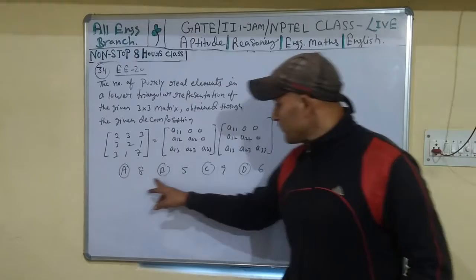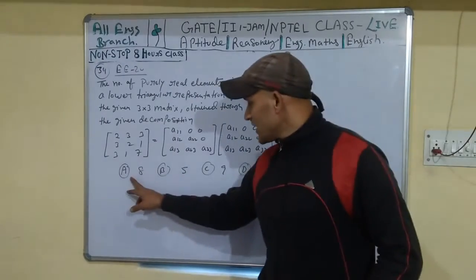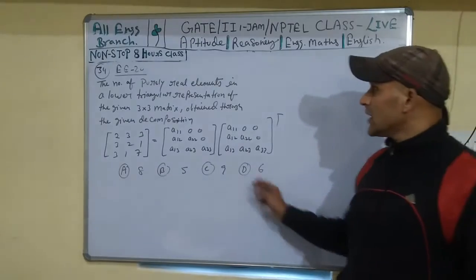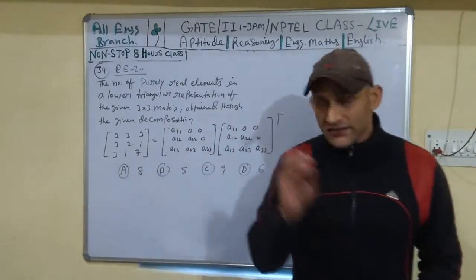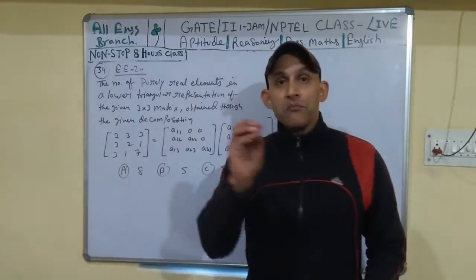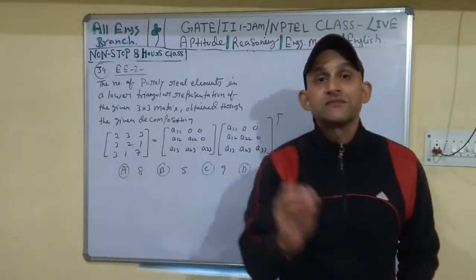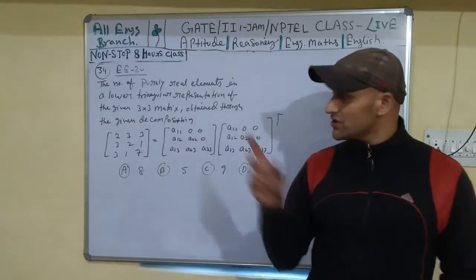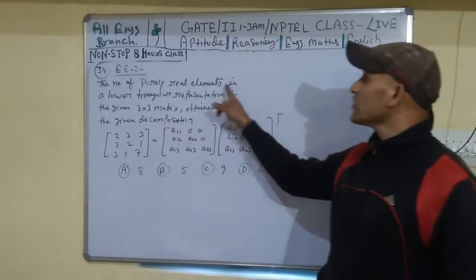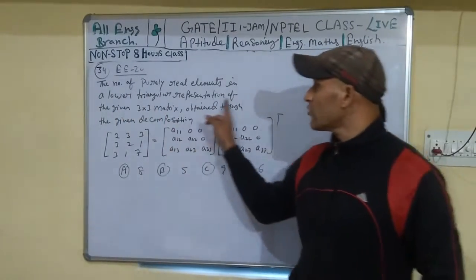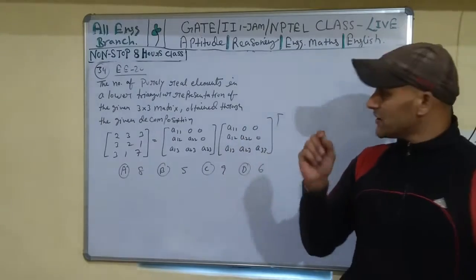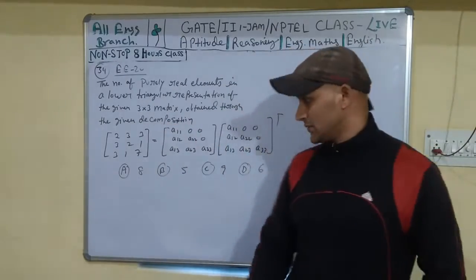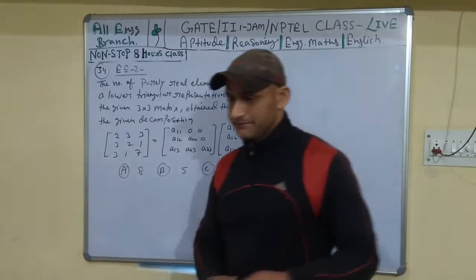So what will be the total number in the answer? A is equal to 8, B is equal to 5, C is equal to 9 and D is equal to 6. He has not asked the minimum number of elements or the maximum number of elements. So this is the question. According to mathematics, this question is wrong. The number of purely real elements in the lower triangular representation of the given 3 into 3 matrix obtained through the given decomposition, means you have to multiply at first.